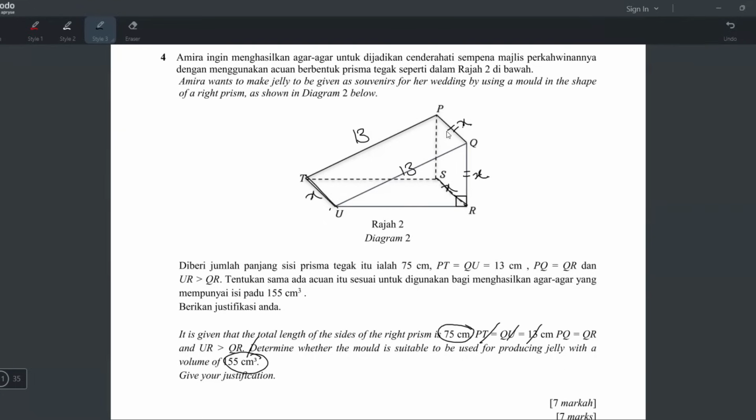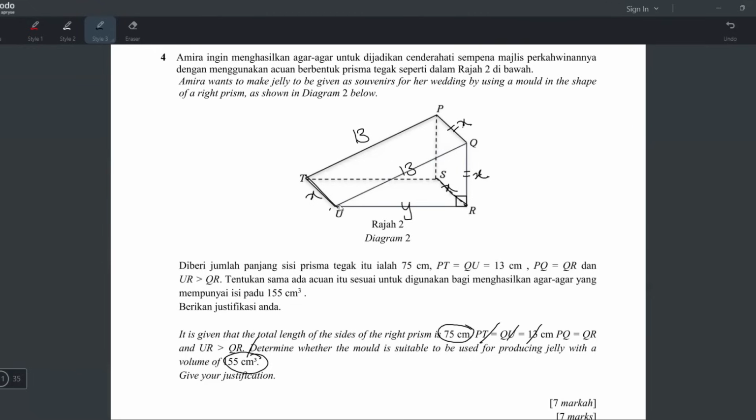Okay, so we have 1, 2, 3. Tapi saya nak cari jumlah. Then what about this line? This line dia bukan X, right? Dia lebih panjang daripada X. Let's call it Y lah. Yeah, let's call it Y, because I'm trying to form the equation. Okay, so now I think I know what to do.